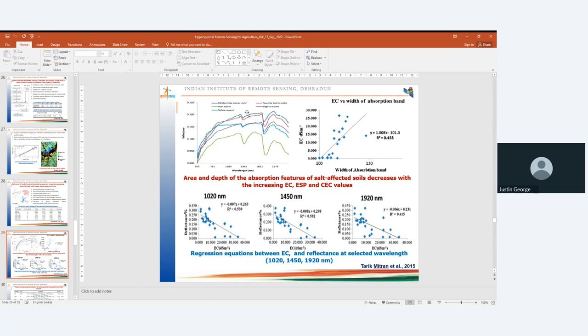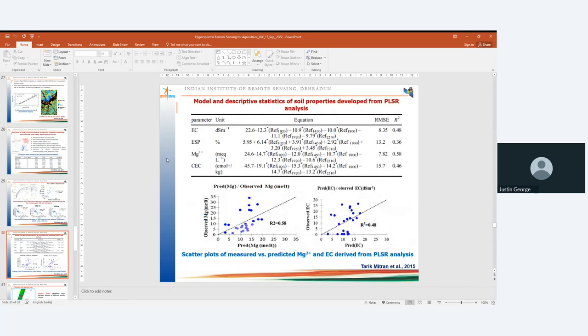And they found that when they took the entire wavelength range and did the modeling, the area as well as the depth of the absorption features of the salt affected soils mainly decrease with the increasing electrical conductivity, ESP, as well as the CEC values. They generated regression equations for the prediction of various components, using a chemometric technique known as PLSR, the partial least square regression analysis. The electrical conductivity, exchangeable sodium percentage, magnesium concentration, as well as the cation exchange capacity, they were able to predict with moderate accuracies.